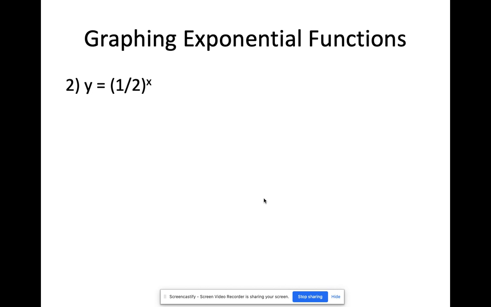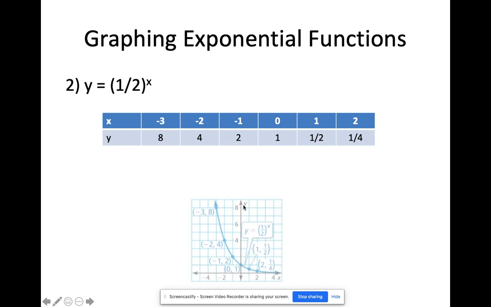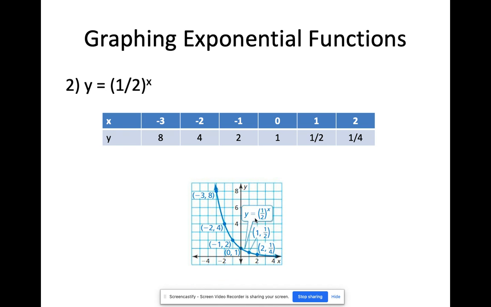This is an example of an exponential decay because the base is a fraction between 0 and 1. If I plug in a table of values, the values of y can be obtained by simply plugging in the x values, and then plot them. Notice it goes down from here to here. Again, you can still do that on Desmos as well.